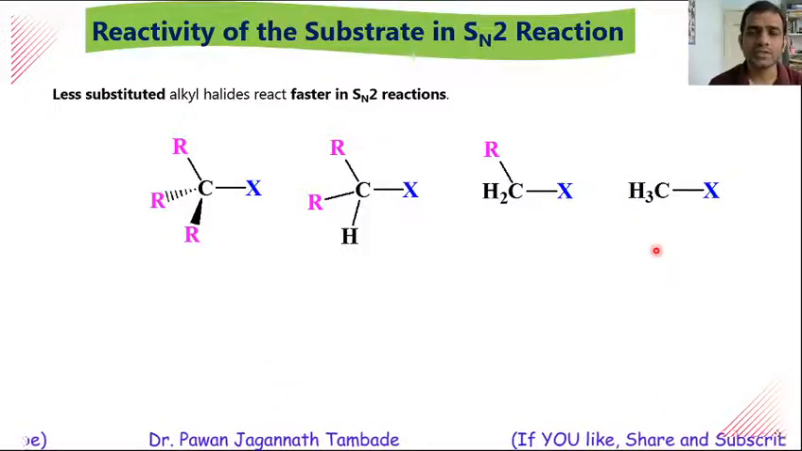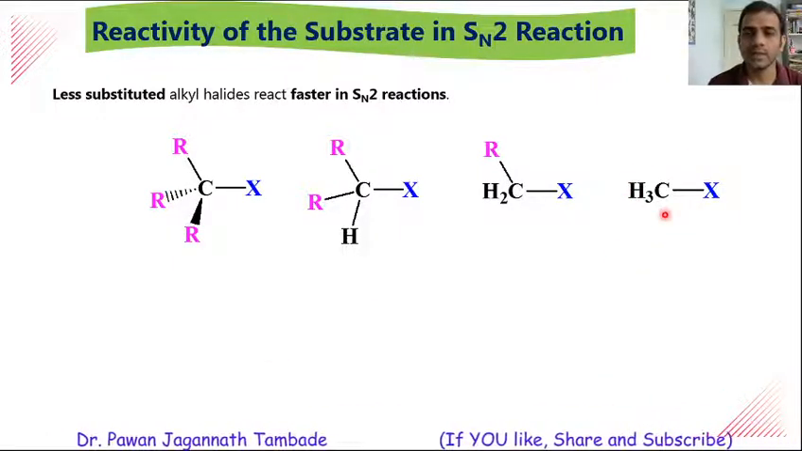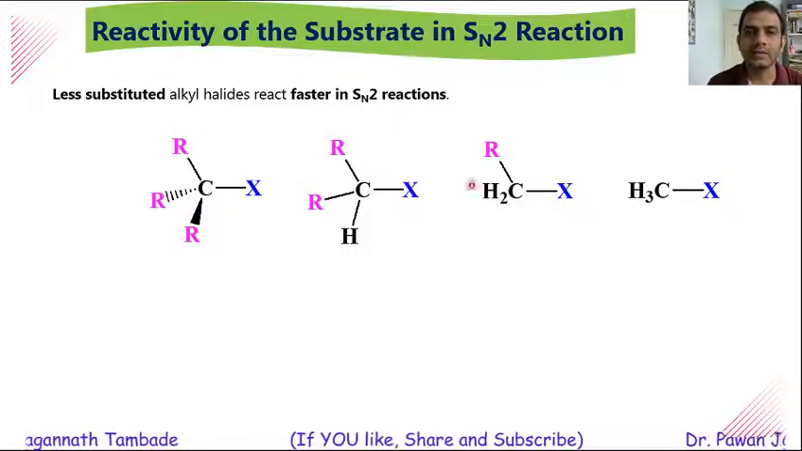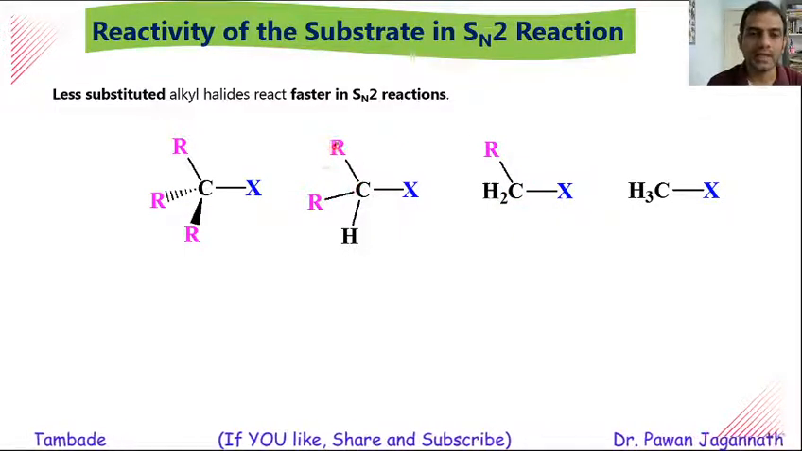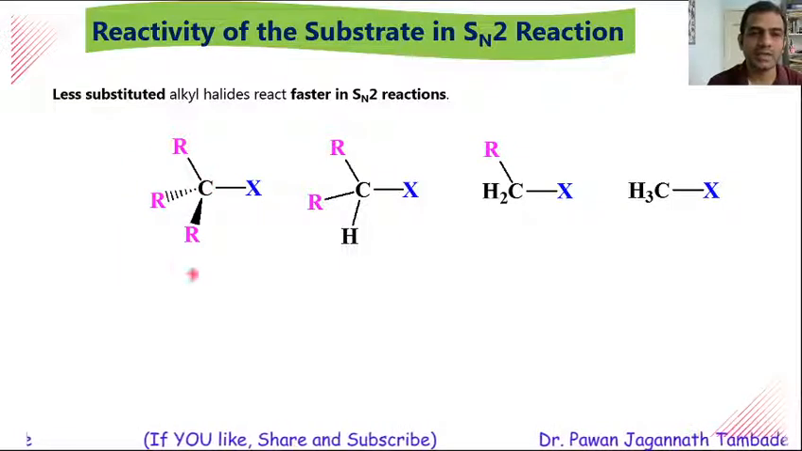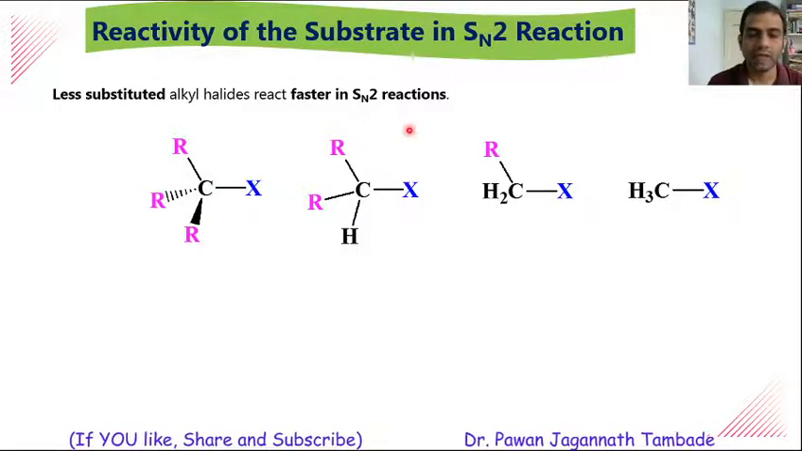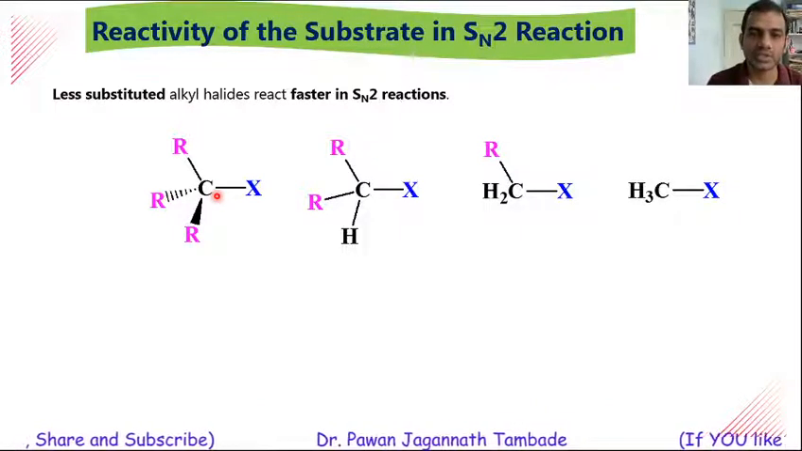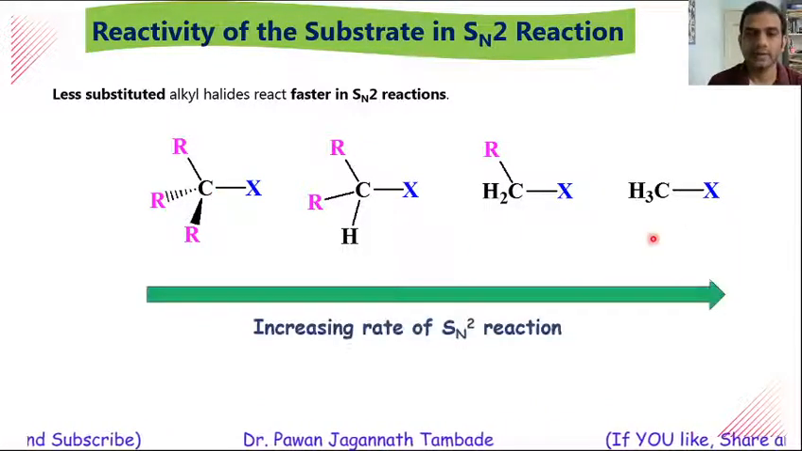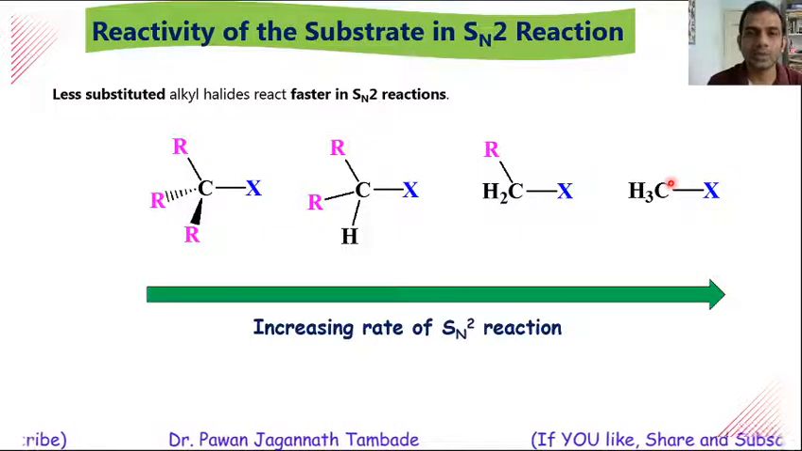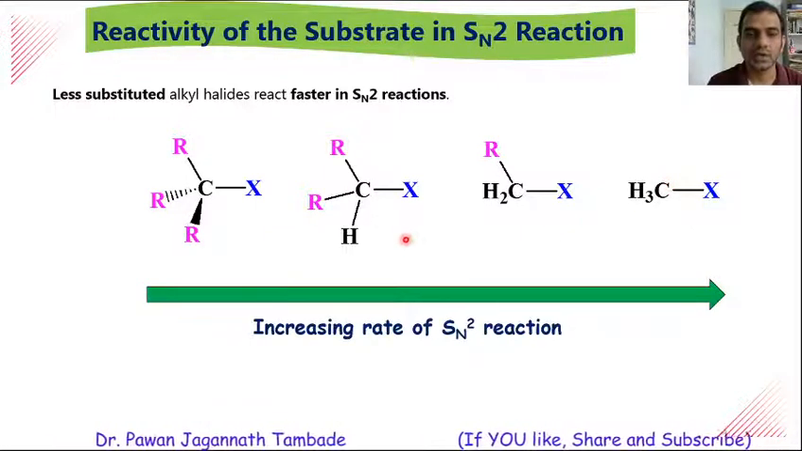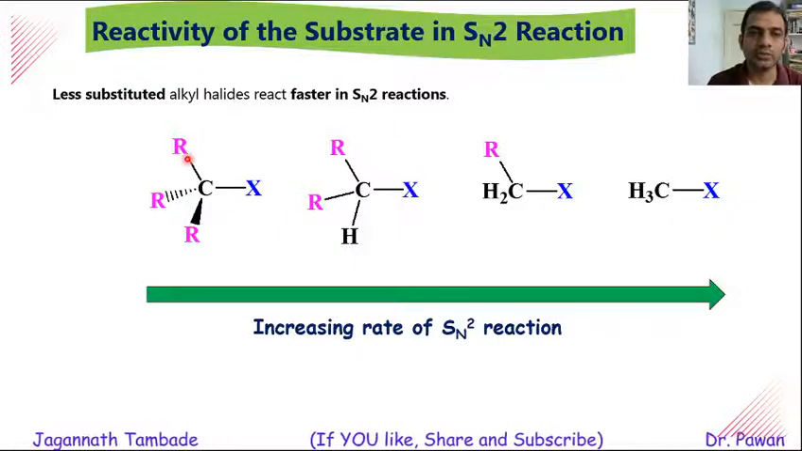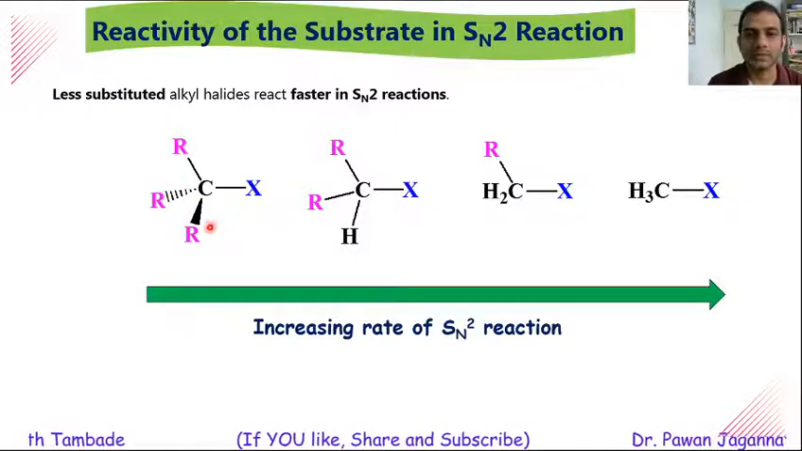If you look at these structures, you will find that this is simply a methyl halide. This is a primary alkyl halide, this is a secondary alkyl halide, and this one is a tertiary alkyl halide. When we analyze these alkyl halides towards nucleophilic substitution reaction, we find that the primary alkyl halide undergoes SN2 reaction faster. However, the tertiary alkyl halide does not show reaction through the SN2 path.